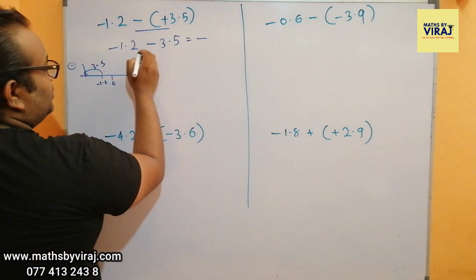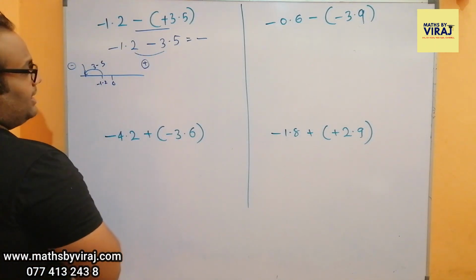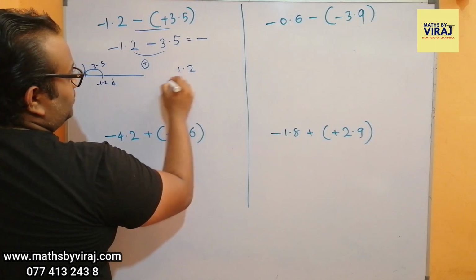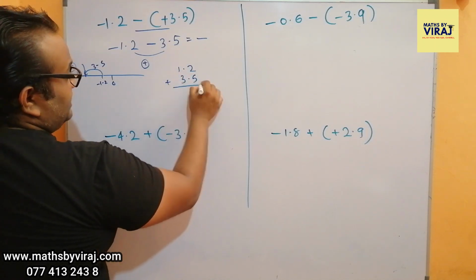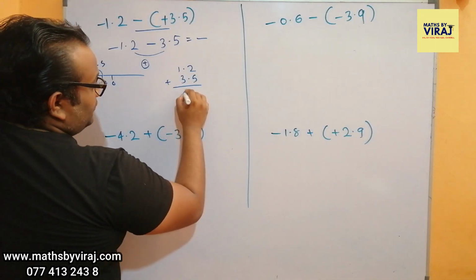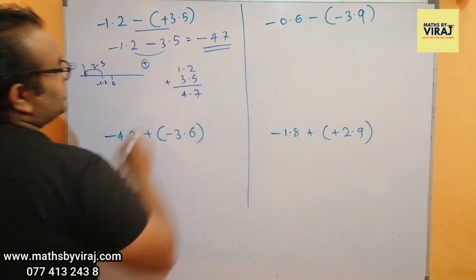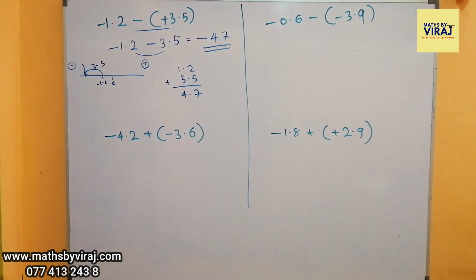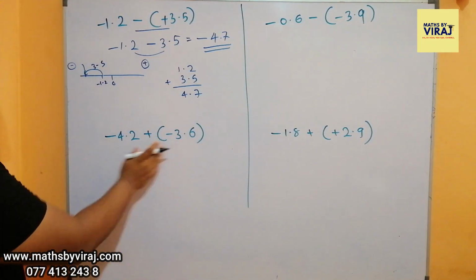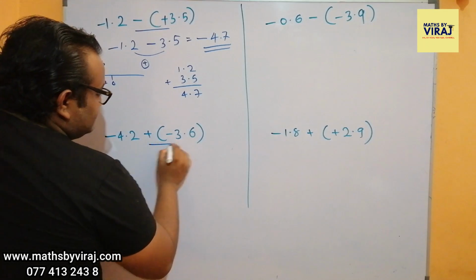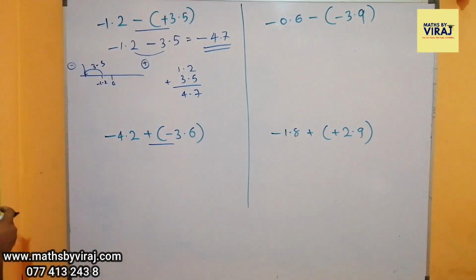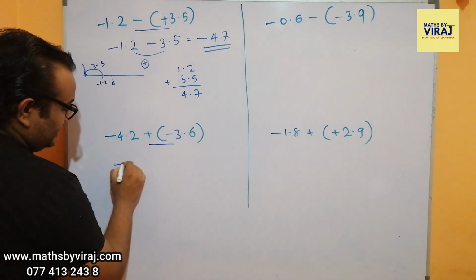Therefore, what we have to do is just add these two numbers. 1.2 plus 3.5. The answer is 4.7. Therefore, the answer is minus 4.7. Right. Similarly, now you have plus and minus. Minus 4.2 plus minus 3.6. Therefore, plus and minus again.